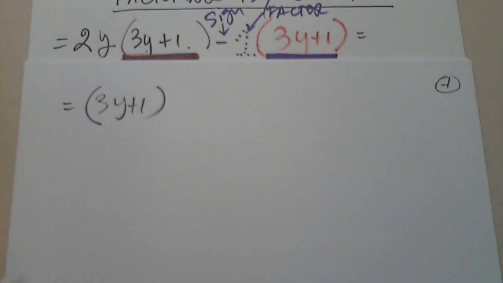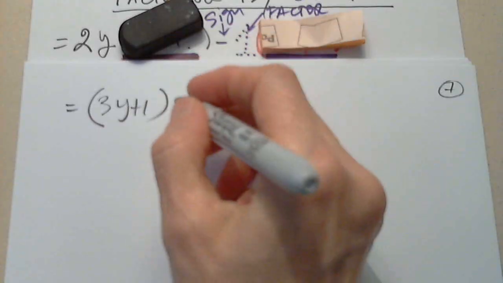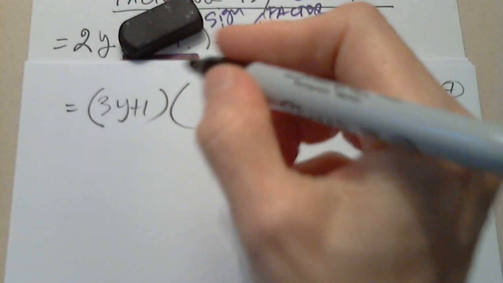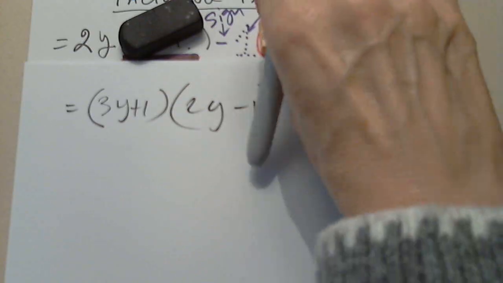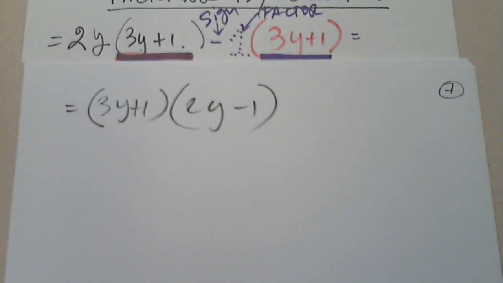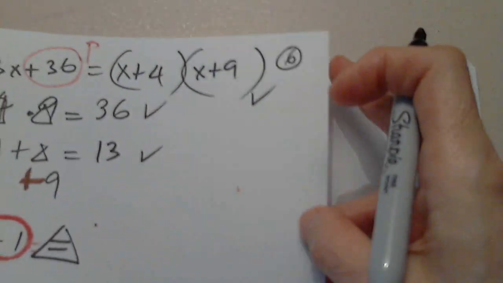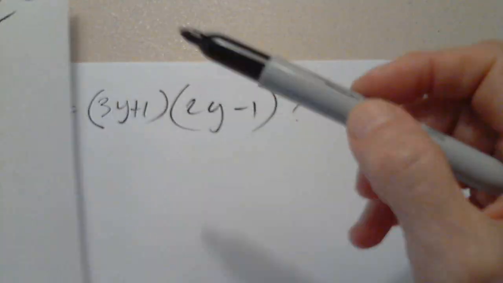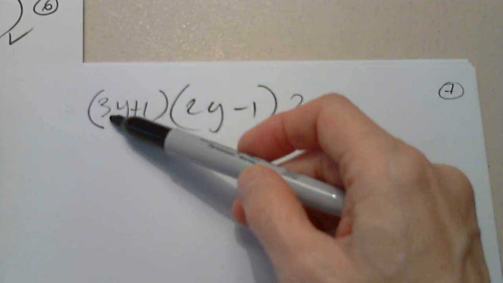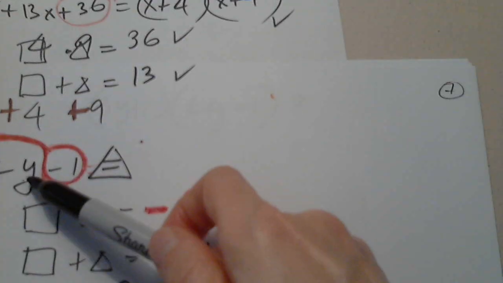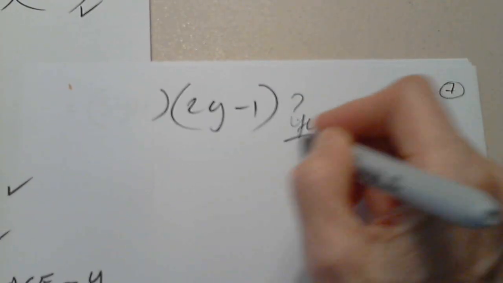So now this is gone from here. And this is gone from here. So now please tell me what is left. 2y minus 1. That's it. Thank you very much. Is it true? I don't know. We'll try. 3y times 2y, 6y squared. Negative 3y minus 2y, negative y. Positive 1 times negative 1, negative 1. Yes.